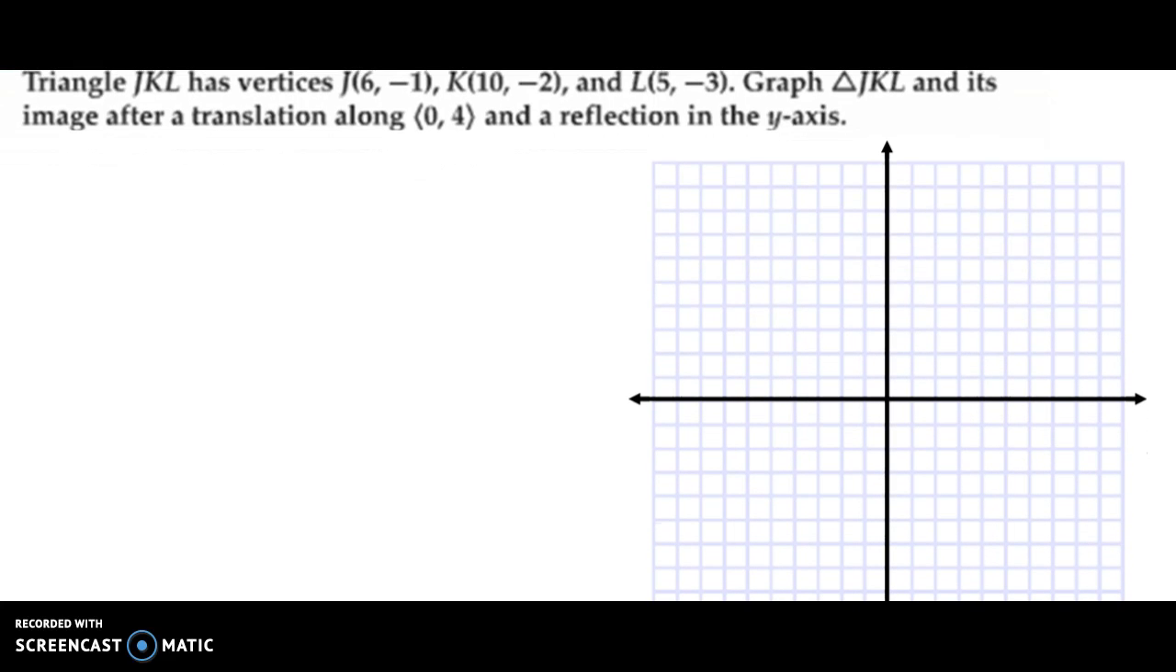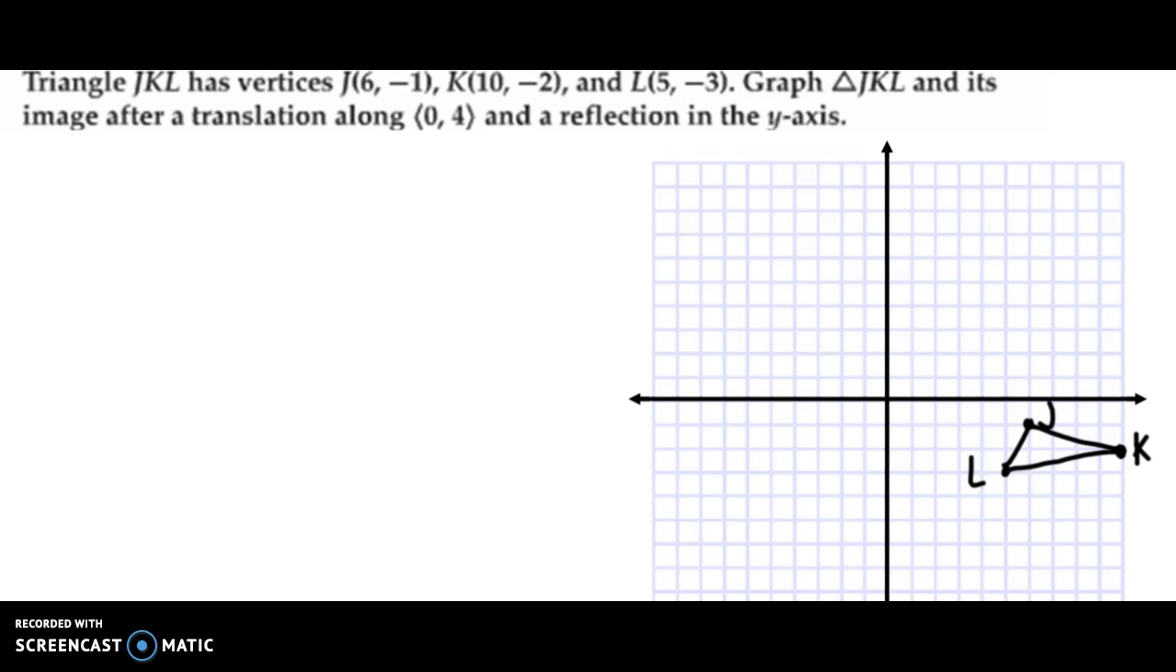So let's do that. Okay, so we'll always start by drawing our original figure. So JKL, so 2, 3, 5, 6, -1. Okay, that's J. And then K is at 10, -2. Right there. And then L is at 5, -3. So there's L. Okay, and so I'm going to draw my image right there. Okay, so that's my original triangle.